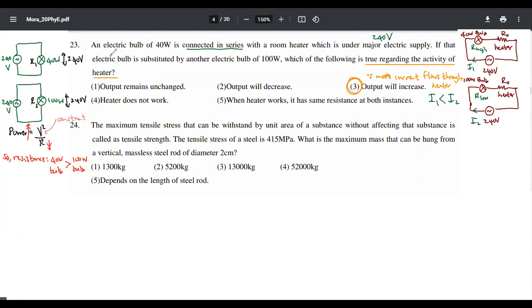24th one. The maximum tensile stress that can be withstood by unit area of a substance without affecting that substance is called tensile strength.